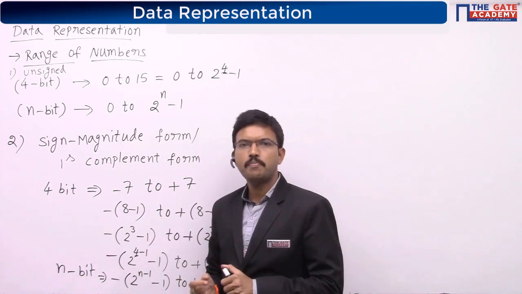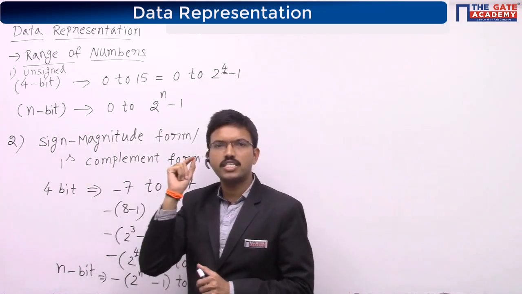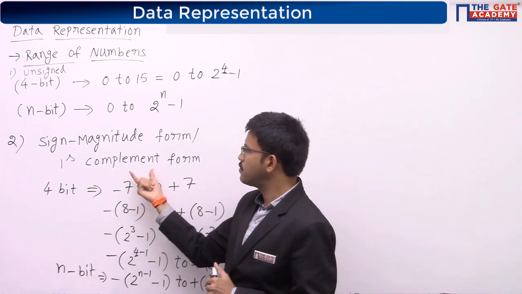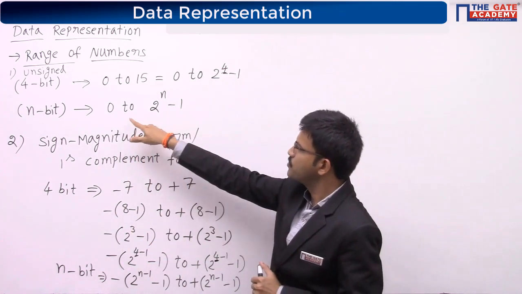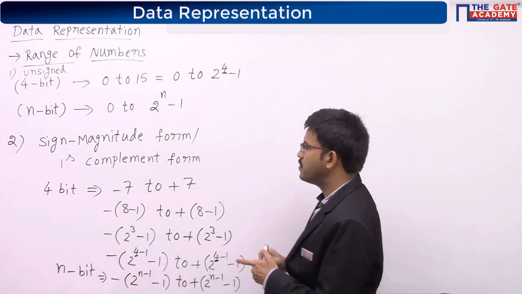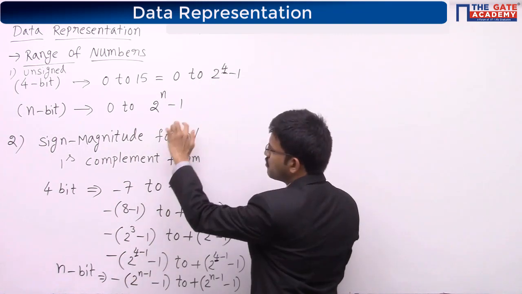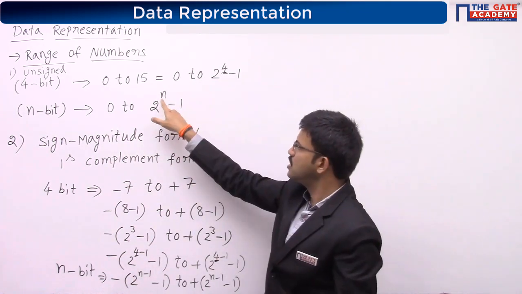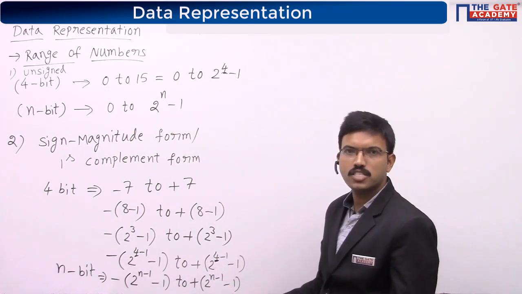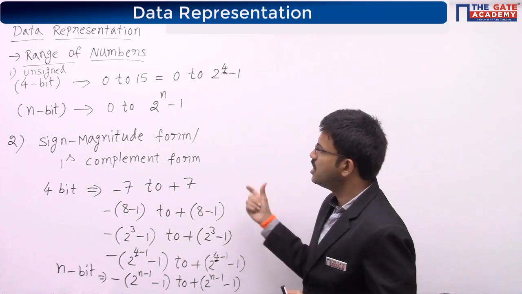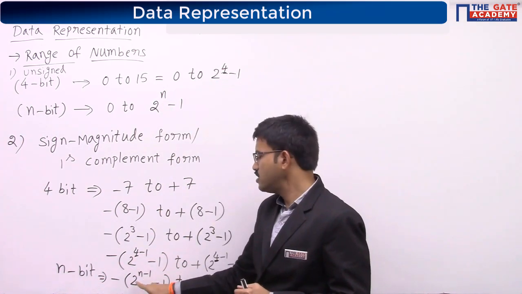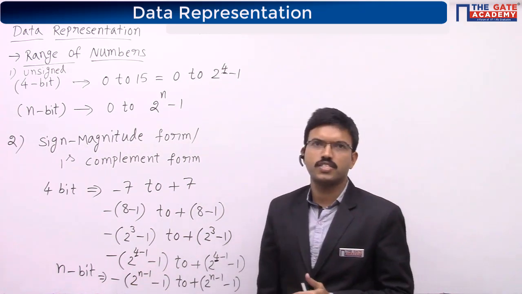So what we are doing is, among n bits, we are reserving 1 bit for sign. With the help of the remaining n minus 1 bits, we can represent the magnitude, right? The range for the n-bit case is 0 to 2 power n minus 1. For positive numbers, what will the range be? The positive maximum value will be, in the place of n substitute n minus 1, so you get 2 power n minus 1, minus 1. Similarly for the negative maximum, you get negative of 2 power n minus 1, minus 1.